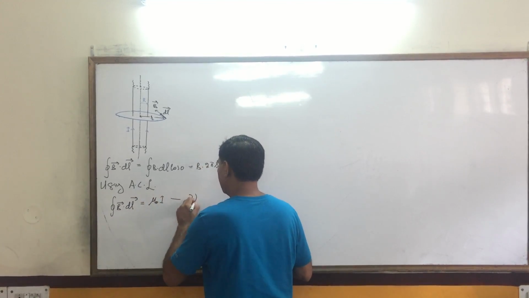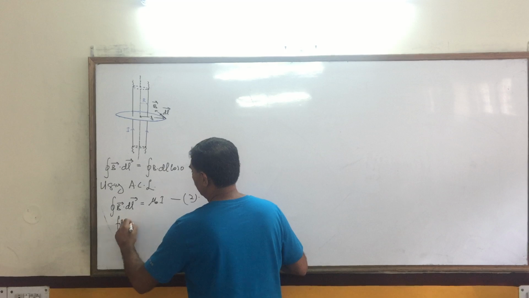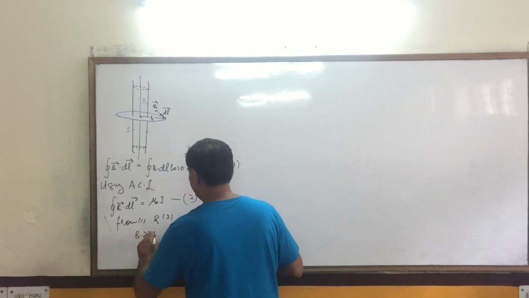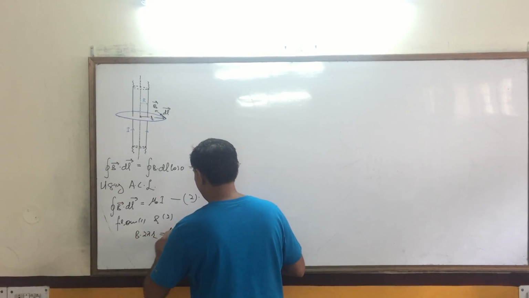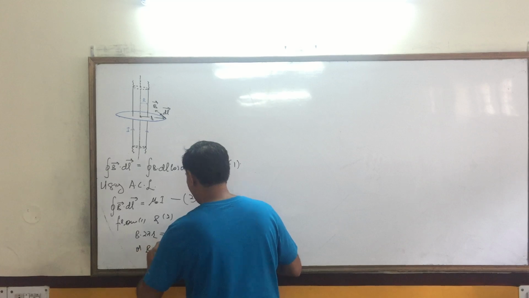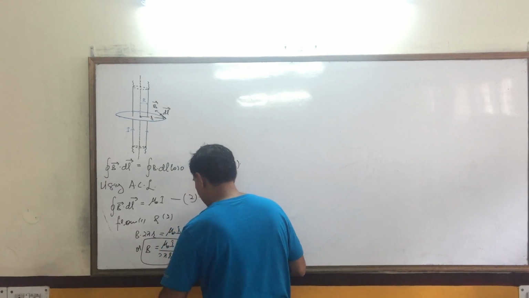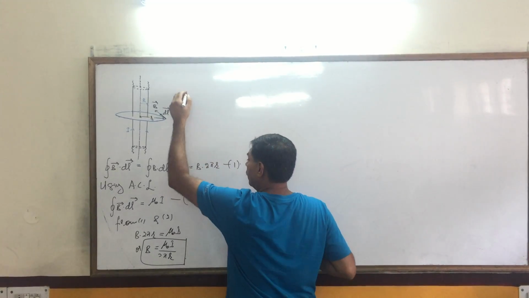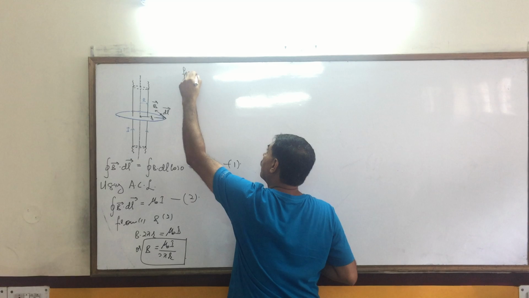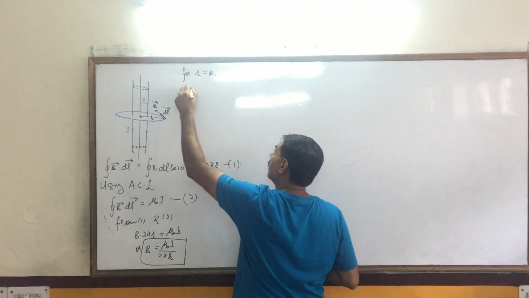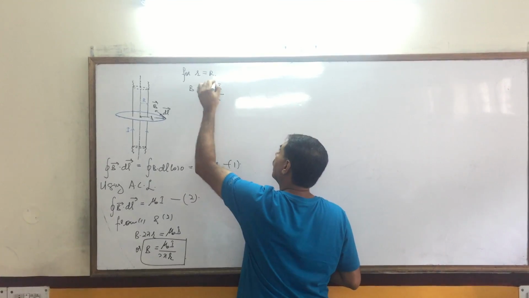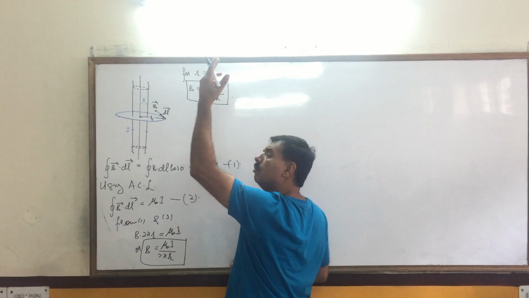Mu naught I from 1 and 2. B into 2 pi r is mu naught I, or B is mu naught I by 2 pi r. For small r equal to capital R, B is mu naught I by 2 pi r.